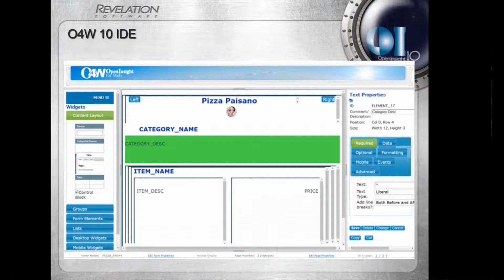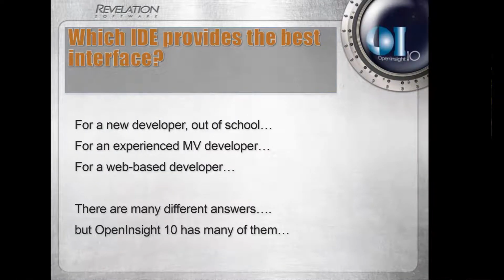So if we go back to our IDE, which IDE provides the best interface? Why would you want to choose one IDE over another? Which one is better depends upon who's asking it. If you're a new developer coming out of school and you're used to using something like NetBeans or Visual Studio or Python, you're going to want to use the IDE that we have built into OpenInsight 10 with the panels that we just saw before.